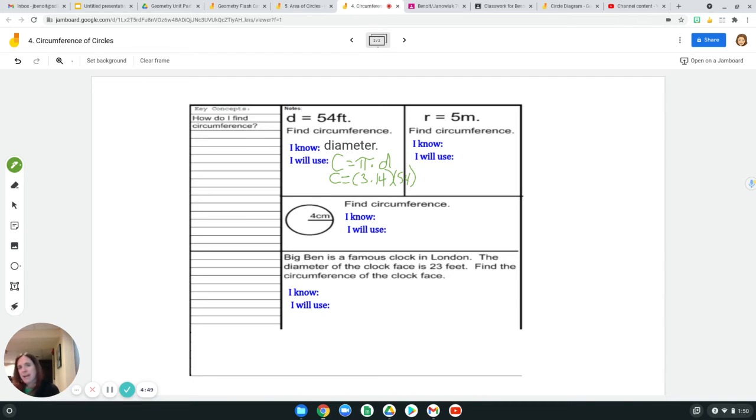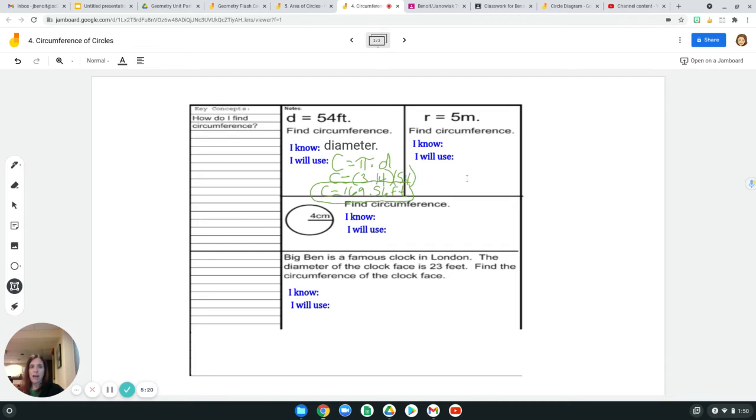All right, so you can type that into your calculator, and when you do, you should get C is equal to 169 and 56 hundredths, 0.56 feet. So the distance around this first circle is 169 and 56 hundredths feet. That's its circumference.